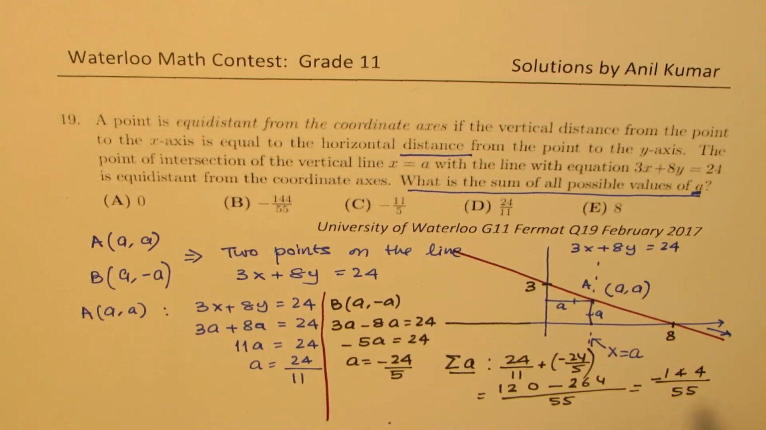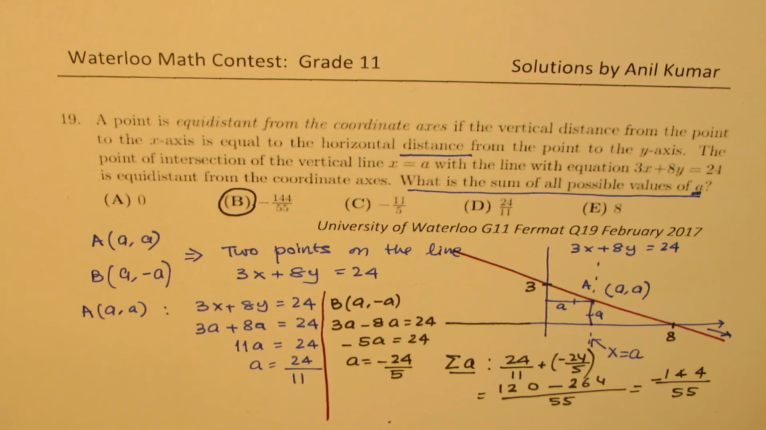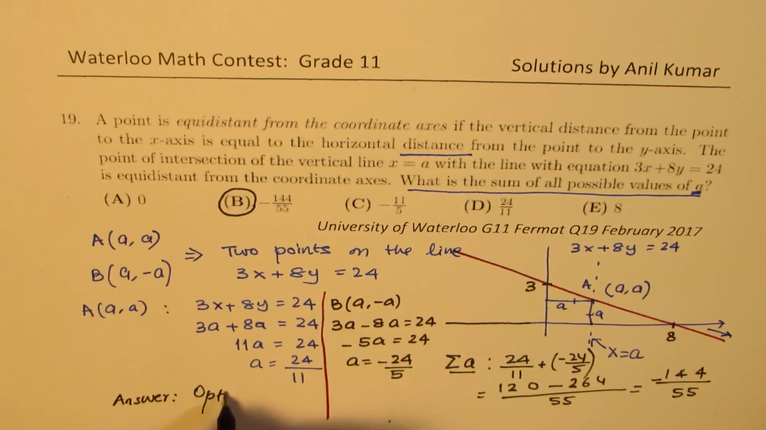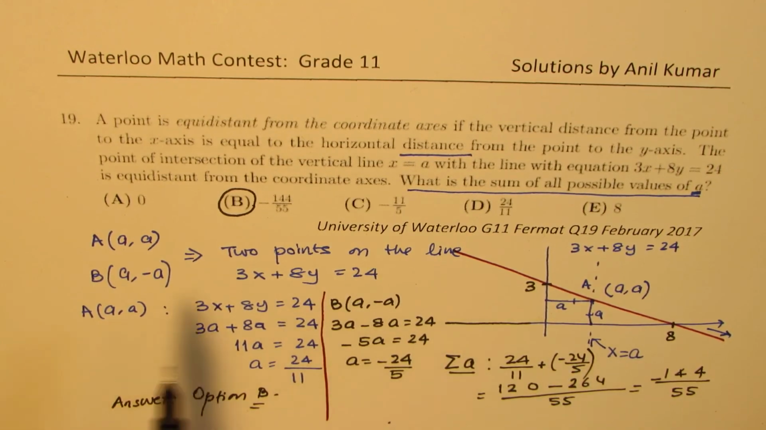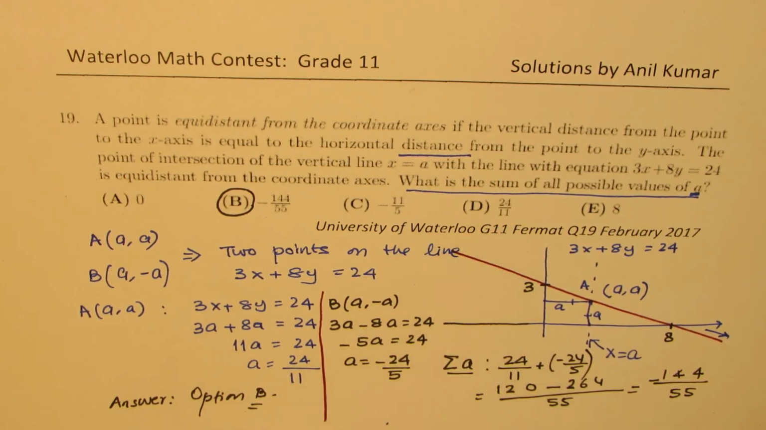And that is our option B. So that becomes the correct answer for us. The tricky part here is that there are definitely 2 points, and then you get the right answer. Otherwise, if you report 24 over 11, which is option D, you actually get a wrong answer.